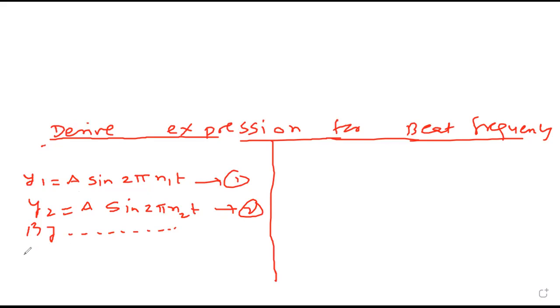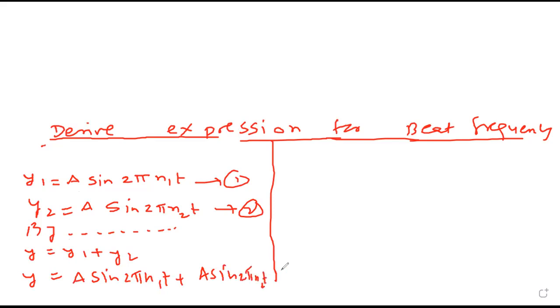So by principle of superposition, y is y1 plus y2. This is a sin 2 pi n1 t plus a sin 2 pi n2 t.